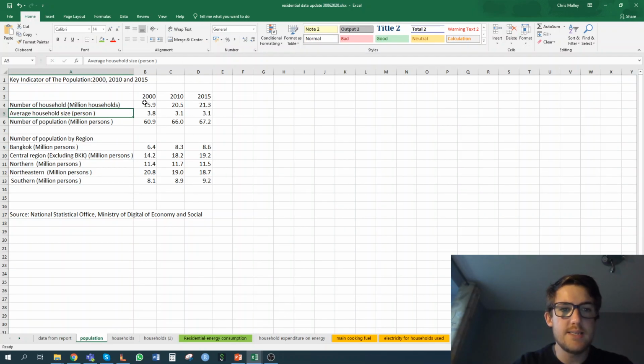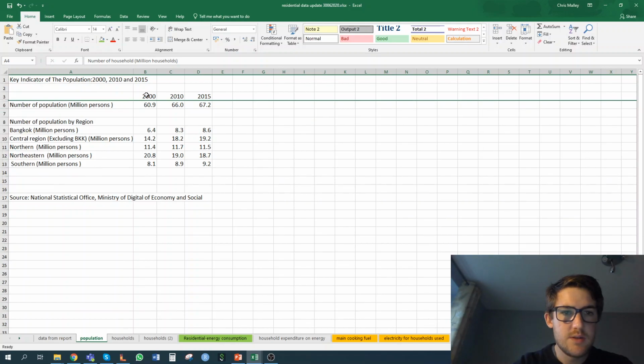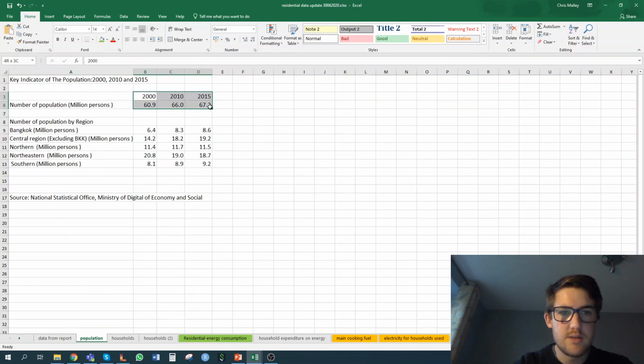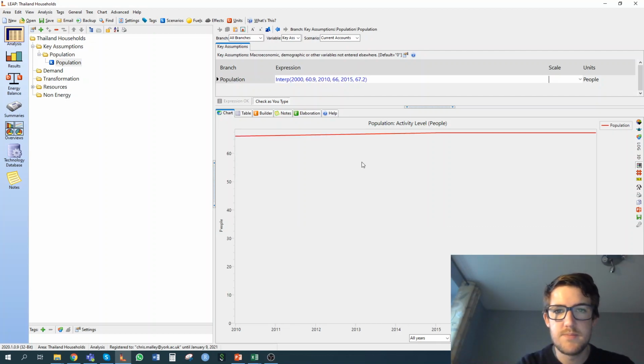I'm going to enter this into Leap, and to enter the population into Leap, I'm going to enter the total population, which is this one here. So I'm just going to copy these two variables and then paste them into Leap. So now I've got the population in 2010, and then it varies over to 2019.